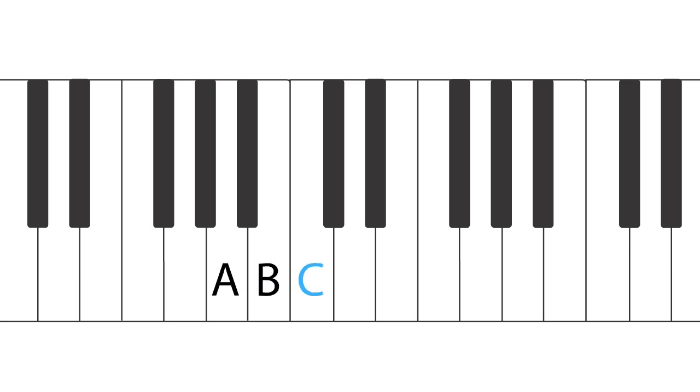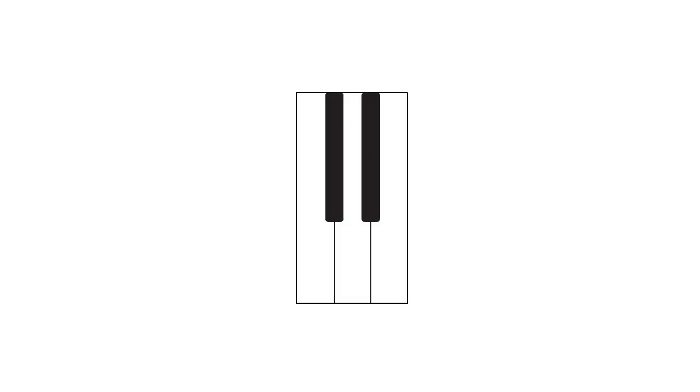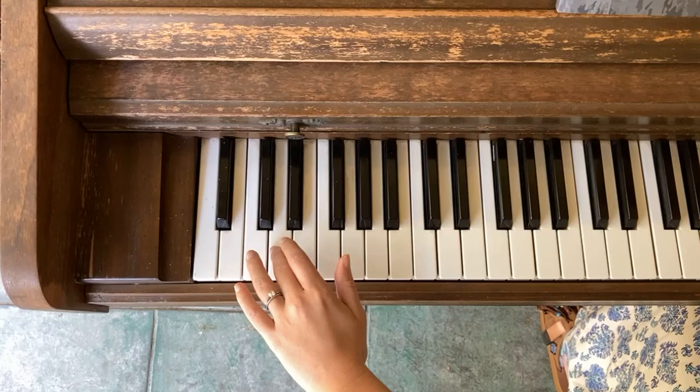A, B, C, D, E, F, G. We will talk more about the black keys in another video, but for now, notice that the black keys can be found in groups of 2 and groups of 3. These groupings will help us to identify the notes. First, let's look at a group of 2 black keys. Play the white key between a group of 2 black keys. This is the note D. Between all groups of 2 black keys, we will find the note D.